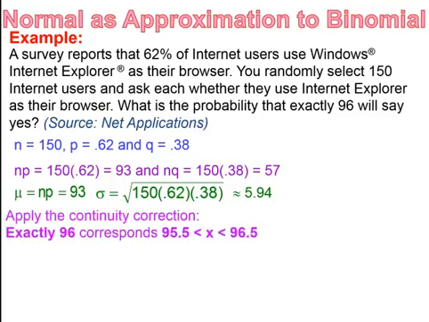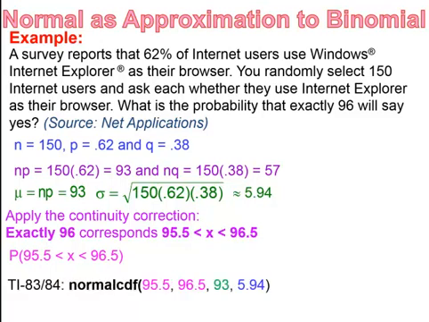Now I want to apply that continuity correction. When it says exactly, you're going to have it between. You're going to subtract 0.5 and add 0.5 to that. So we'll have a probability between those two numbers. So in this case it would be between 95.5 and 96.5.